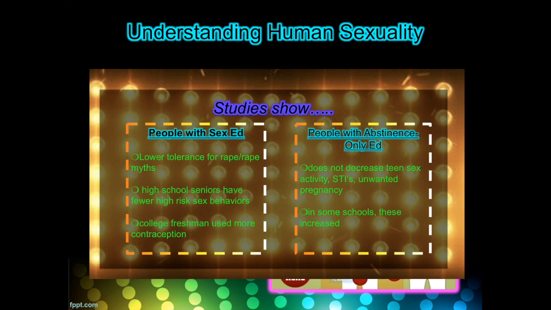Some schools, though, don't offer sex education classes. Alternatively, they may offer abstinence-only education. This is the decision to avoid teaching adolescent students about sexual activity, STDs, contraception, etc., based on the theory that such education is unnecessary if students are taught to abstain from sexual behavior altogether. But studies show that this does not decrease teen sex activity, STDs, or unwanted pregnancy. In fact, in some schools that do abstinence-only education, these things increased.